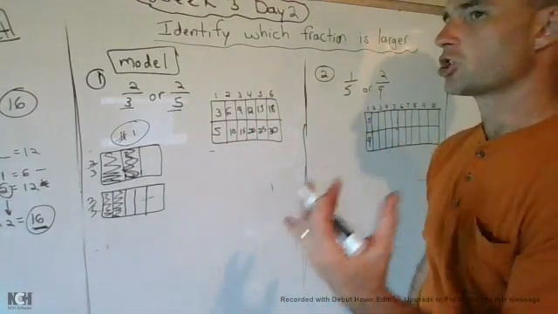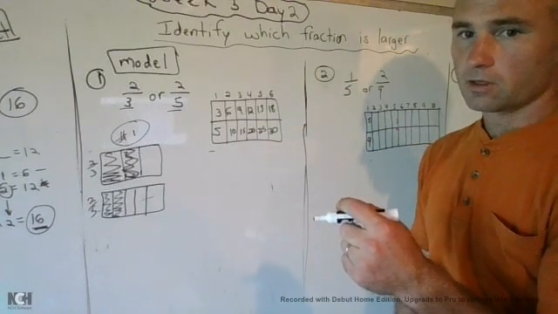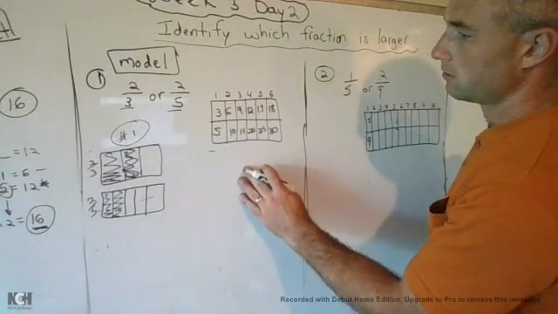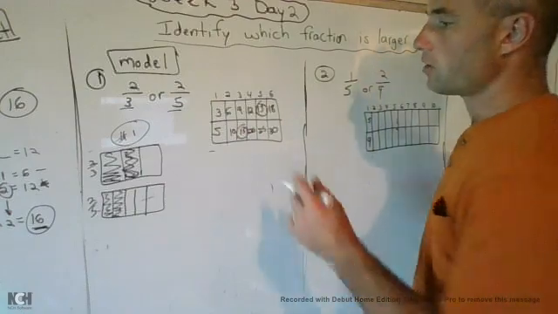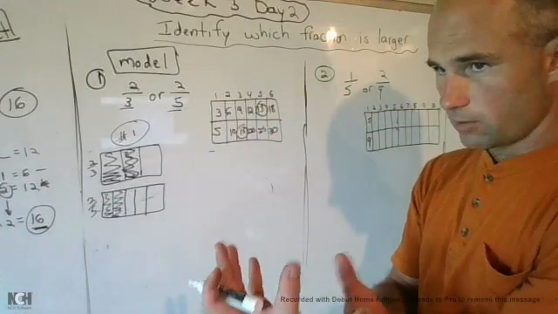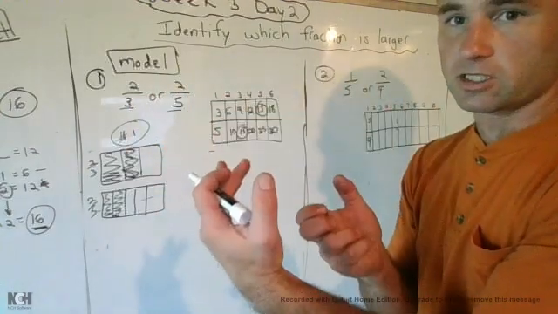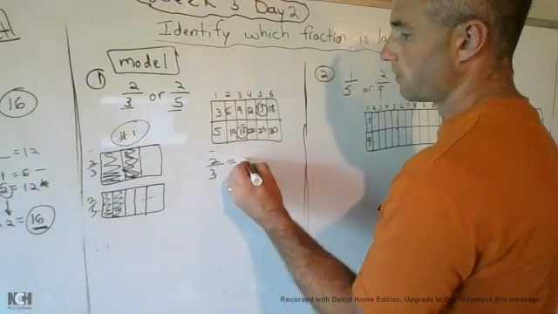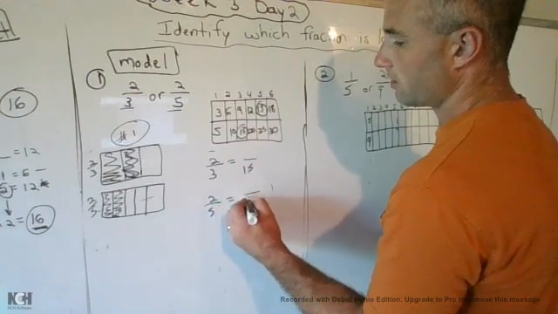Which number do you see as the same here? 15. So now that I have a fraction with 2/3 and 2/5, I need to turn them into equivalent fractions with the denominator of 15. So 2/3 with the denominator of 15 and 2/5 with the denominator of 15.